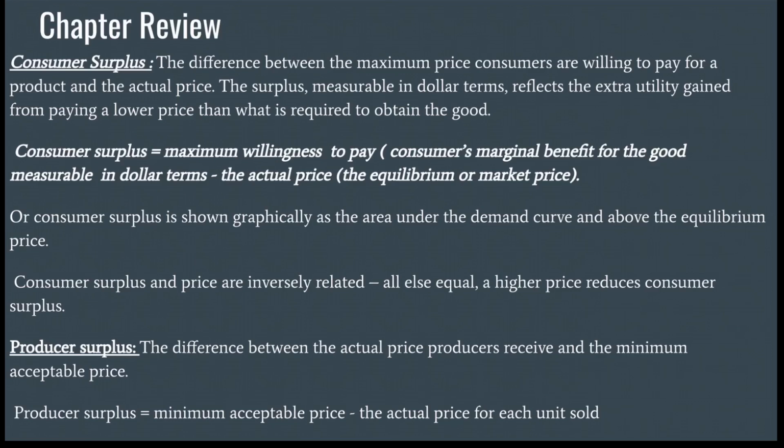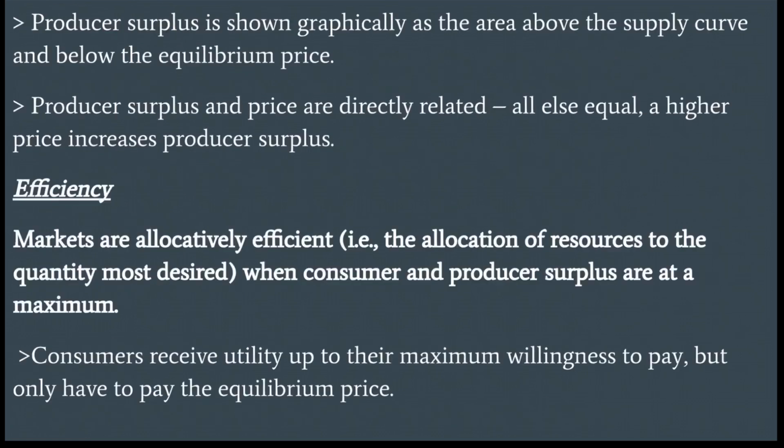Producer surplus, the difference between the actual price producers receive and the minimum acceptable price. Producer surplus is equal to actual price minus minimum acceptable price for each unit sold. Producer surplus is shown graphically as the area above the supply curve and below the equilibrium price. Producer surplus and price are directly related. All else equal, a higher price increases producer surplus.